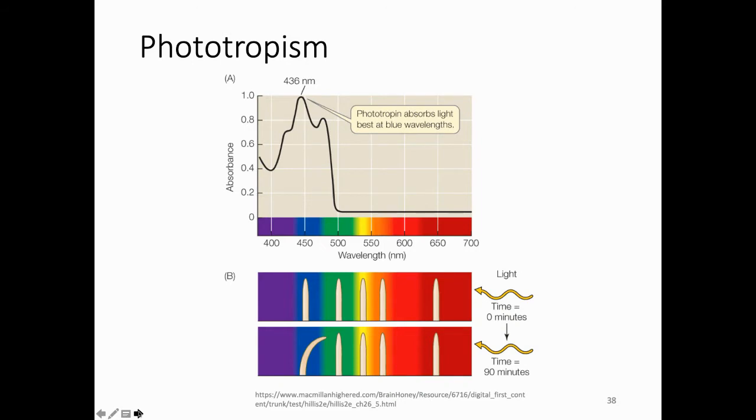Phototropism is mediated by blue light, as we can see in the spectrum of white light from 400 nanometers to 700, and the absorbance of phototropin, which is the molecule that absorbs blue light. And here is the coleoptile at different light colors. After 90 minutes, only the one incubated with blue light can bend.